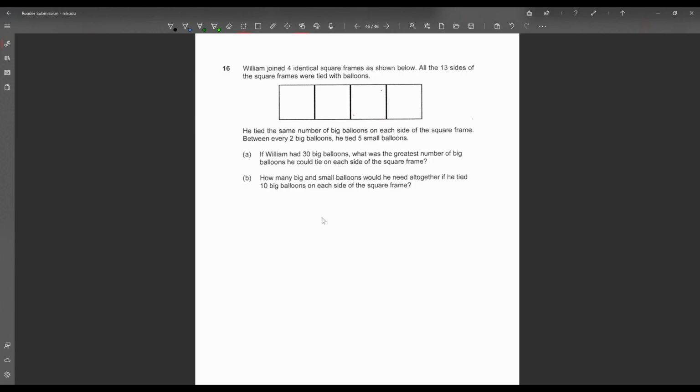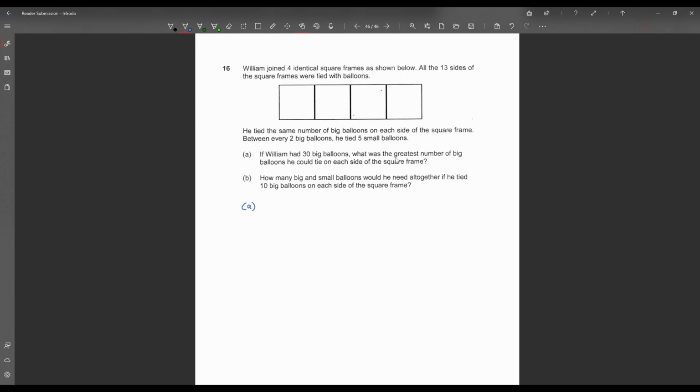He tied the same number of big balloons on each side of the square frame. Between every 2 big balloons, he tied 5 small balloons. If William had 30 big balloons, what was the greatest number of big balloons he could tie on each side of the square frame? In question B, how many big and small balloons would he need altogether if he tied 10 big balloons on each side of the square frame? Let's start with question A first.